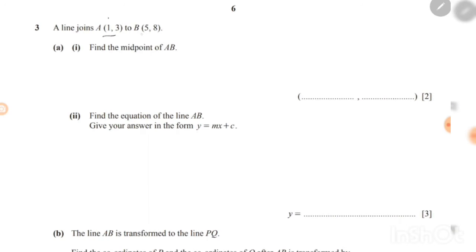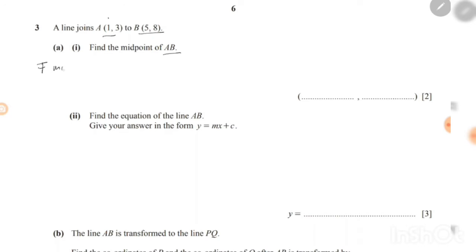Today, I'm going to continue paper 4, IGCSE Math, October November 2009. Okay, so now we are in question number 3. A line joins A (1,3) and B (5,8). Find the midpoint of AB.